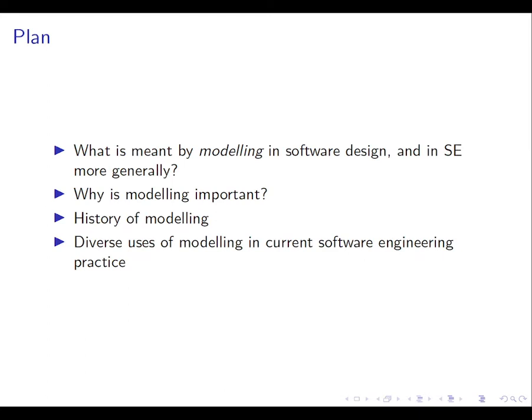I'm going to start off by saying something about what we even mean by modelling in software design and in software engineering more generally. And I will say a few words about why it's important, and in order to set the scene for what we're going to go on and talk about, I will say something about the history of modelling in software engineering and how things have changed, and at the end lead into some of the required reading by mentioning some of the diverse uses of modelling in current software engineering practice.